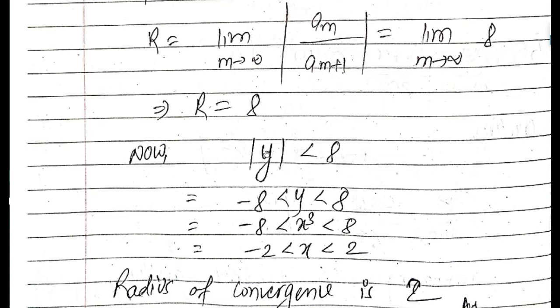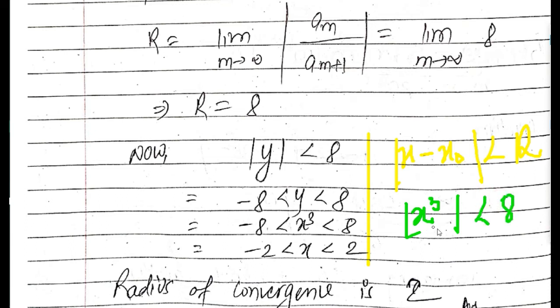For finding the range, y is always less than r, that means x minus x naught is always less than r. Same as here, x minus x naught, which is x cubed, is always less than r, where r equals 8. So if you do this, mod x is always less than 2, and your radius of convergence is 2. Okay.